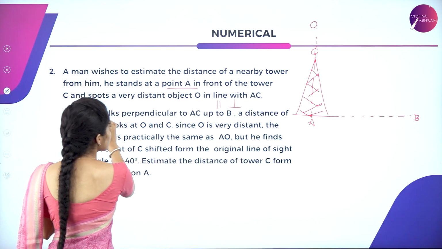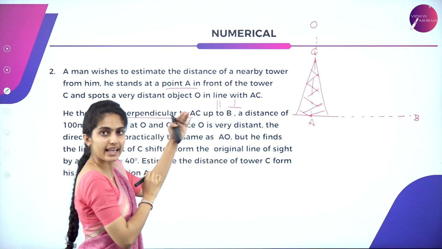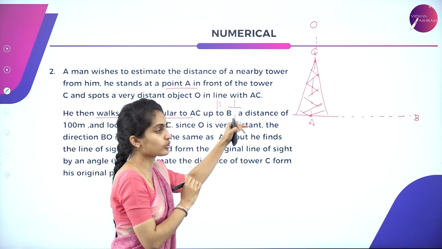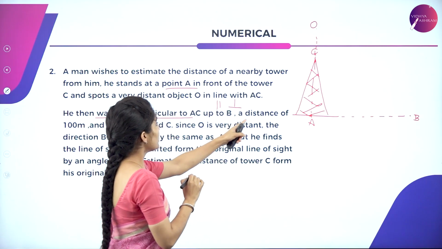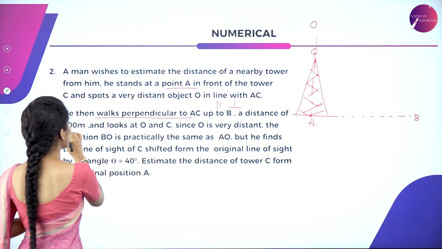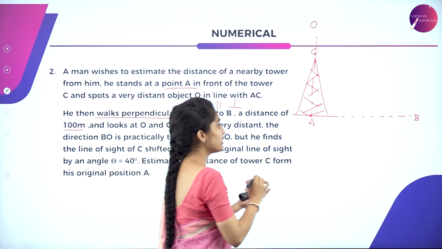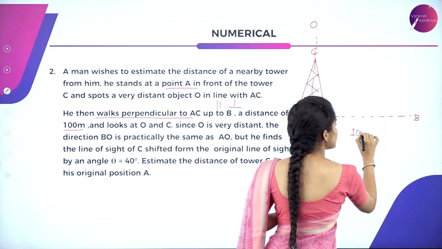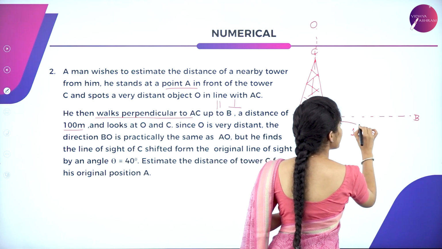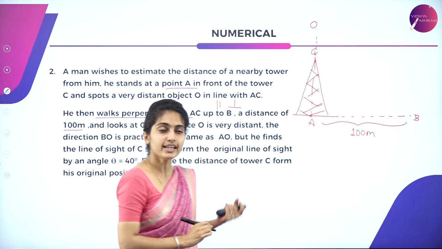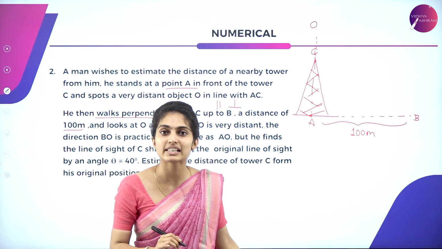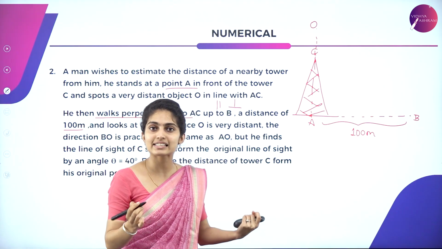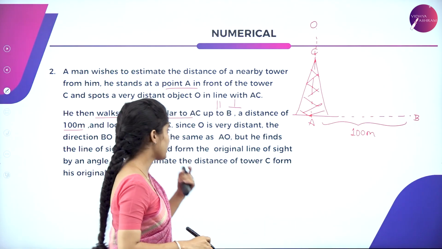He then walks perpendicular to AC up to B. So that point is represented as point B, at a distance of 100 meters. Okay, the distance unit is given in meters and the symbol is m. So quantity is nothing but the length we are measuring.